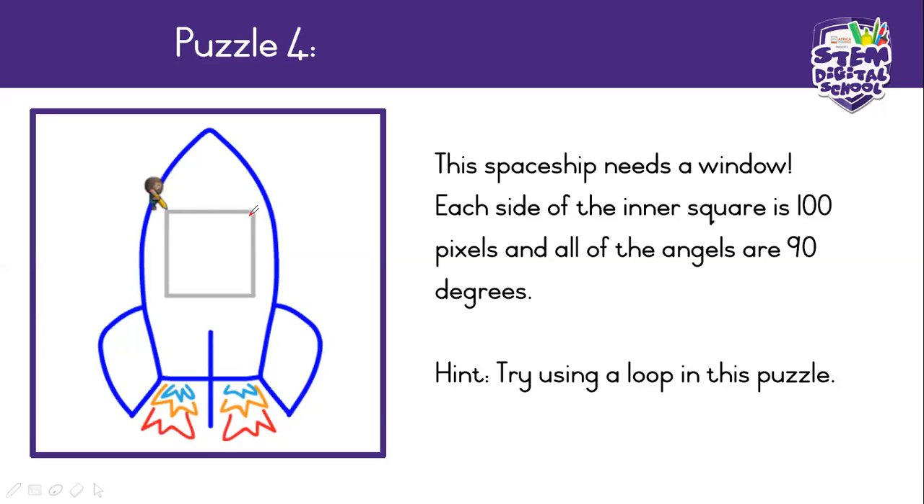You can imagine if you say 200 pixels, the line will be double, or there will be 2 lines, okay? So this is 100 pixels, and the angles are all 90 degrees. If it's a square, the angles will always be 90 degrees. Now for this one, we are going to try to use a loop. It's just a little hint, but we will practice this first.